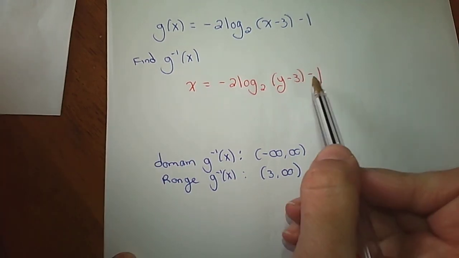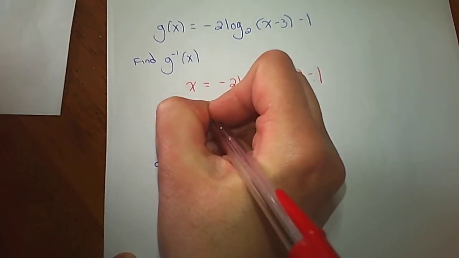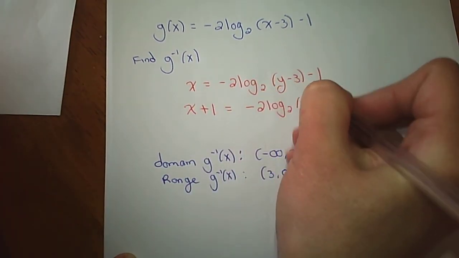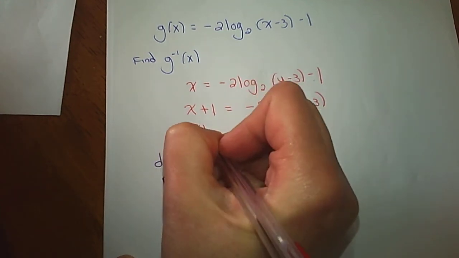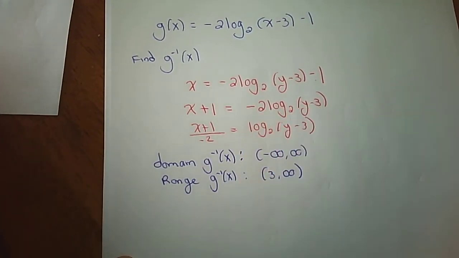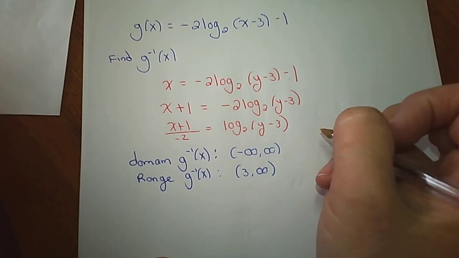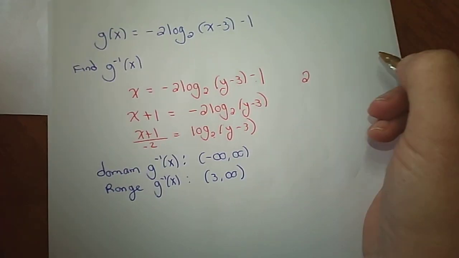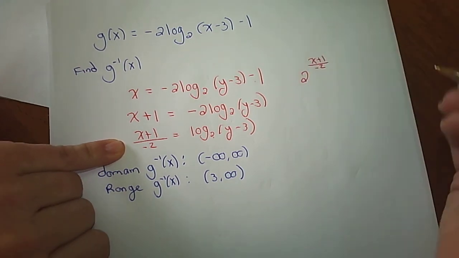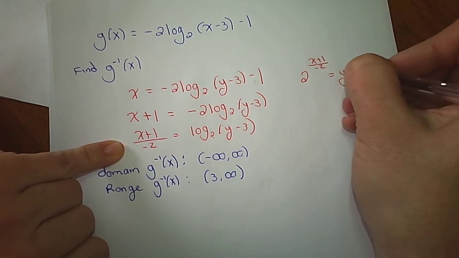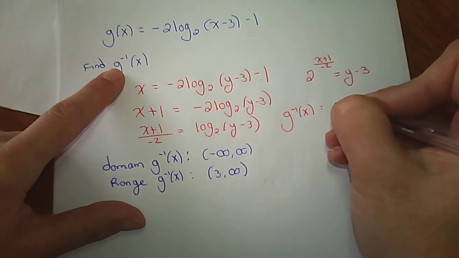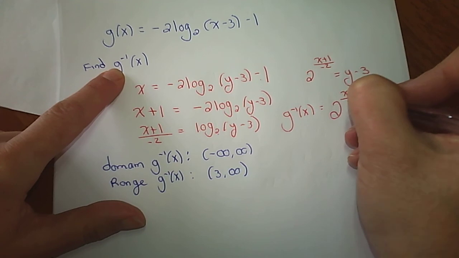All right, first thing I'm going to do, I'm going to add over the 1. Okay. Then I'm going to divide by -2. Then I got to bend this guy. All right, so the base is 2. The exponent is this guy, which would be (x plus 1) over negative 2, equals y minus 3. And now to write the final answer, I'm going to write g inverse of x equals 2 to the power (x plus 1) over negative 2, plus 3.